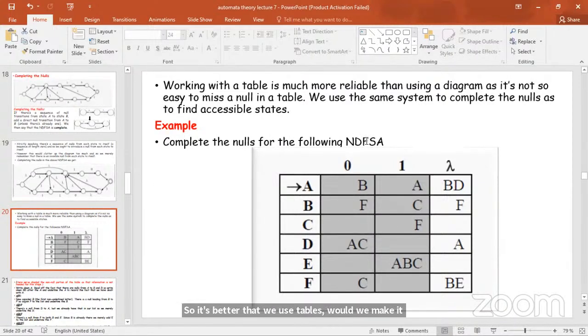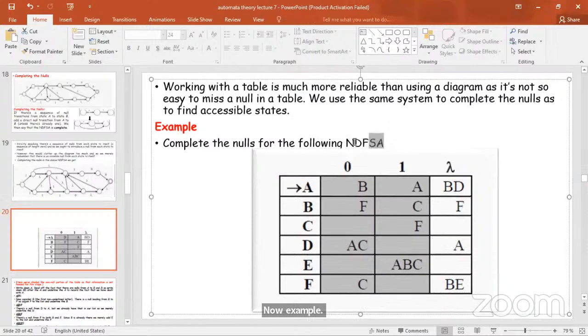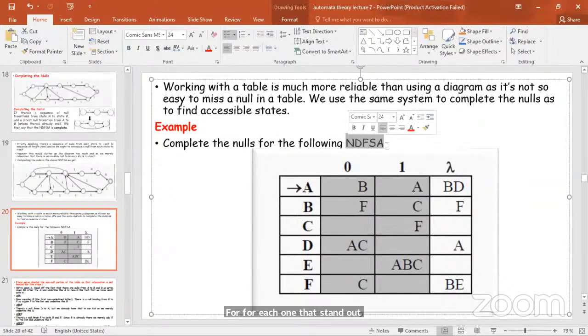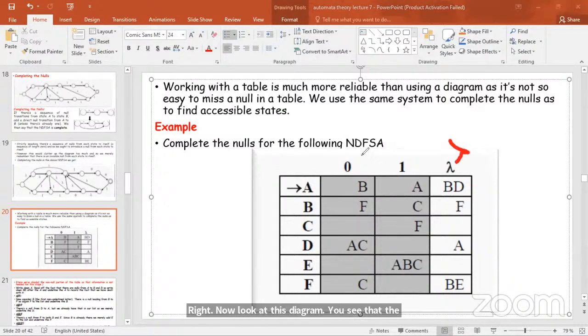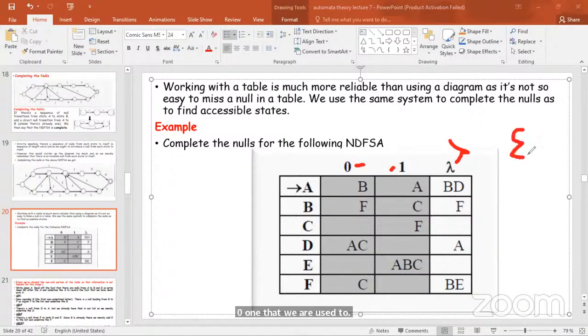Now, example: complete the null for the following non-deterministic finite state automaton. You could also call it NFA for short. Now look at this diagram. You see that the concept of lambda has been introduced, as against just 0 and 1 that we are used to, because this is an empty set that you could just read non-deterministically without thinking.